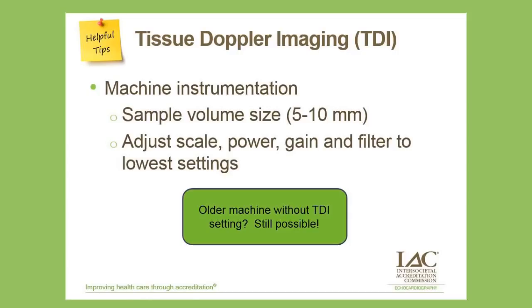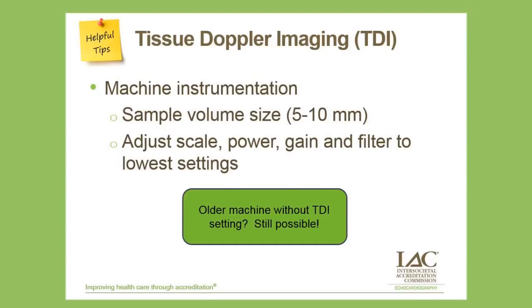You're sampling tissue, and you want to make sure that you get a big enough size that you're sampling adequate tissue. And then adjust the scale, power, gain, and filter to the lowest settings. Now, I've heard some people, especially with the new requirement to evaluate diastolic function in the standards for IAC accreditation, say, we don't have a machine that does tissue Doppler imaging. Well, you don't have to, actually, because when we first started doing tissue Doppler imaging, our machines didn't have that fun little TDI button. All you need to do is make sure that your filters, gains, and scale is down as far as possible.